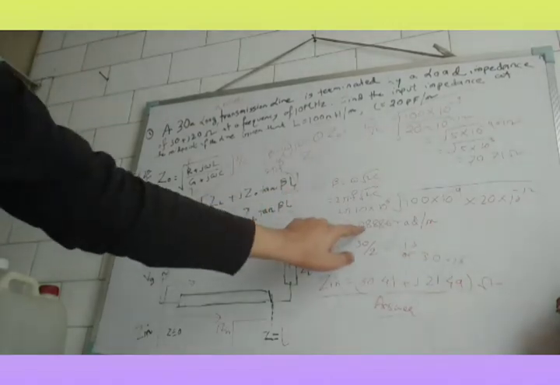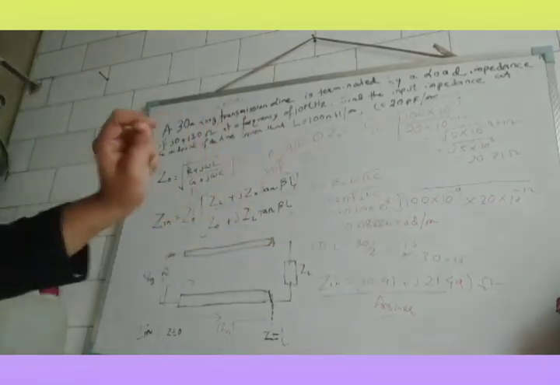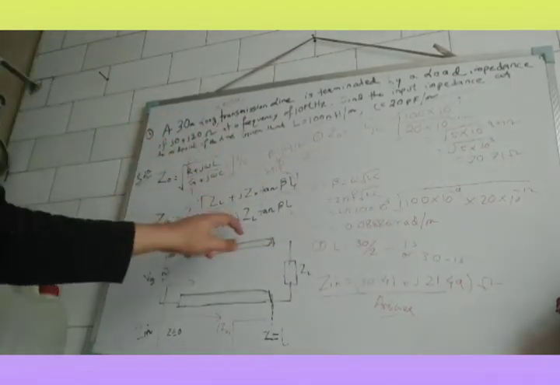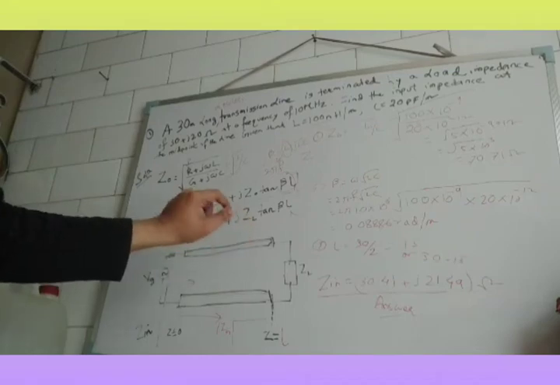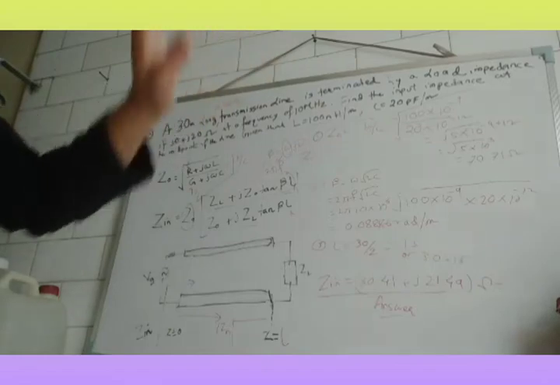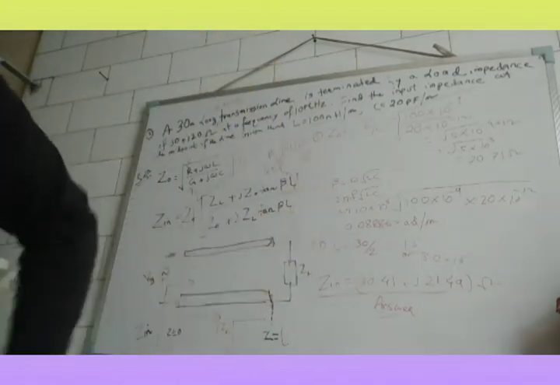Beta means 0.08886 into L. L is how much? 50. Similarly for this, Z0 is this one, same thing, and ZL is basically your 30 plus j20, and similarly beta L. So this will be the answer. This is the procedure. This is a very easy problem.